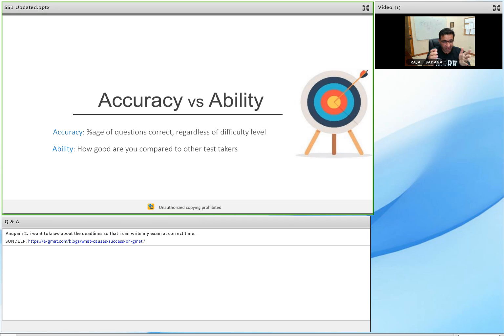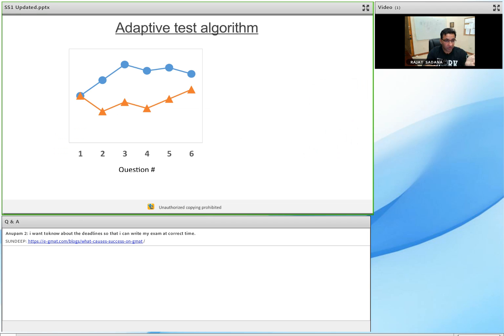What is accuracy? When you take a quiz, you answer 8 out of 10 questions correctly. You say my accuracy is 80%. Ability is your comparative performance. And the difference over here is you can have an accuracy of 80%, your ability would still be about 50 percentile. Why? Because if you take a quiz and half the people who take the quiz answer 8 out of 10 questions correctly, you have 50 percentile ability. That's how ability works.